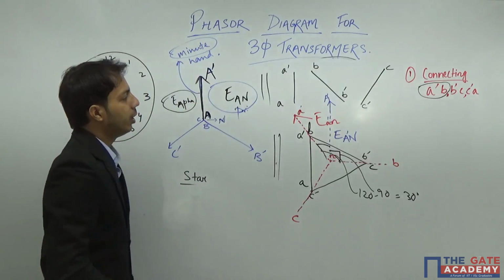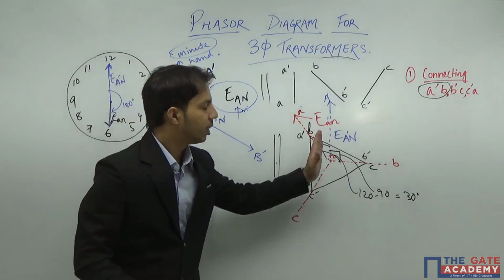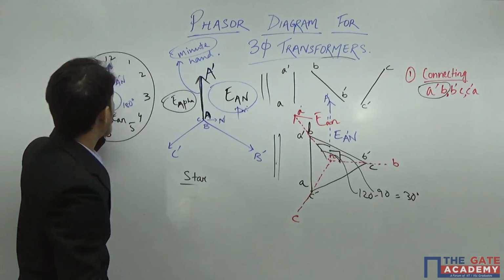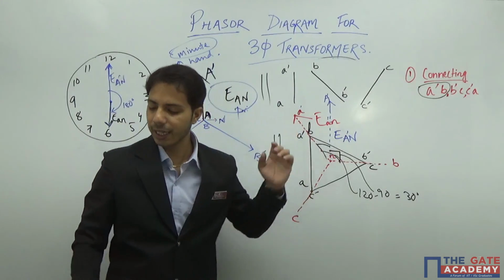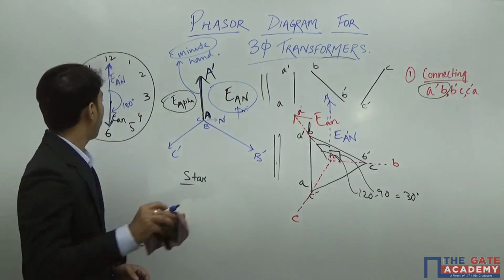Now, if we represent the primary as the minute hand and the secondary as the hour hand in a clock, what will happen? Let us see what happened.